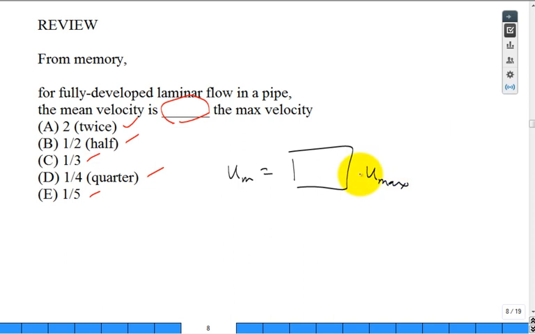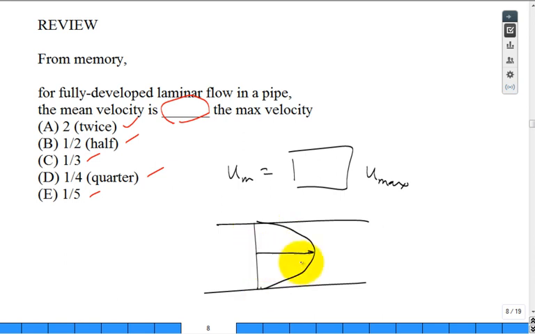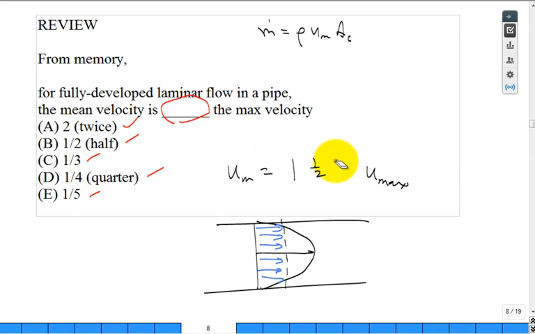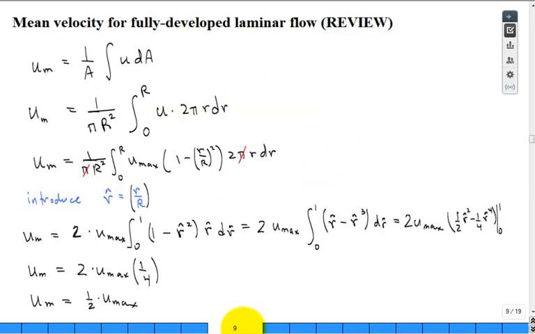The mean, so if I have that quadratic or parabolic velocity profile, the max is right there, and half of the max is the mean. It's as if everywhere throughout had that mean velocity, so that the mass flow rate is equal to rho U mean cross-sectional area. And you find, oh, it's half. The U mean is 1/2 of U max. How did we get that? Well, you got that from your memory. Now let's see if it's on the next slide.